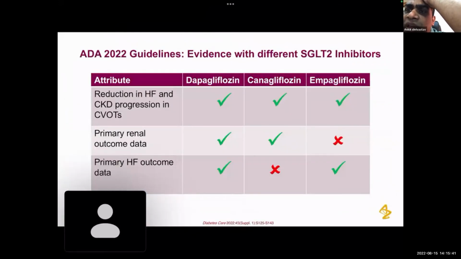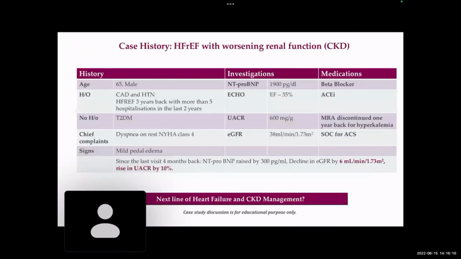ADA 2022 guideline evidence with different SGLT2 inhibitors. We have dapagliflozin, cana, and empagliflozin. That is something which is very important. Dapagliflozin has evidence across reduction in heart failure and CKD progression in CVOTs, primary renal outcome data, and primary heart failure outcome data. Canagliflozin has studies across heart failure and primary renal outcome data, and empagliflozin has studies across primary heart failure outcome data and reduction in heart failure.